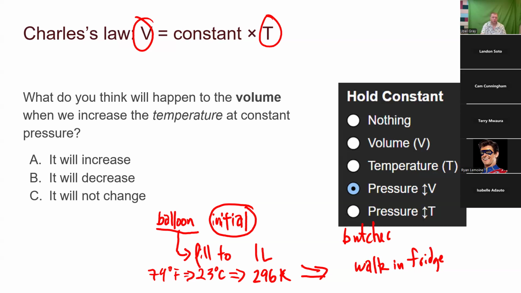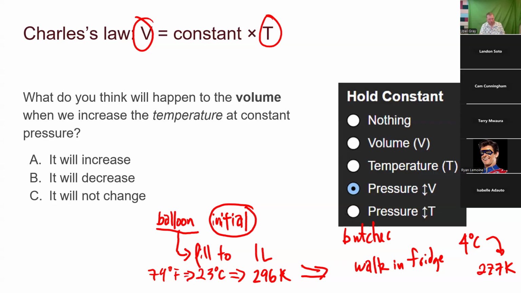A walk-in fridge or freezer, something that's basically at maybe 4 degrees Celsius. I don't know what that is Fahrenheit wise, it would be like 43, 44 degrees. That doesn't really matter. What matters is that at 4 degrees Celsius, which is about 277 Kelvin, I'm going to take that balloon in there. Okay, so I've changed the temperature. Does everyone understand my initial state and my final state? The final state is I've taken the balloon into the walk-in fridge or freezer.